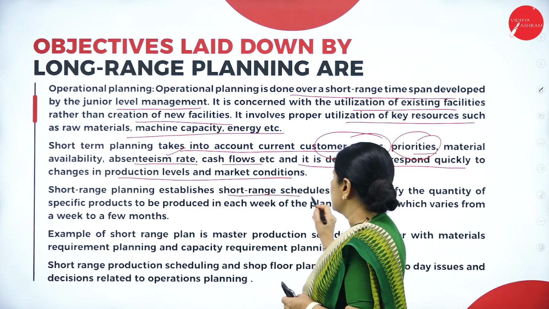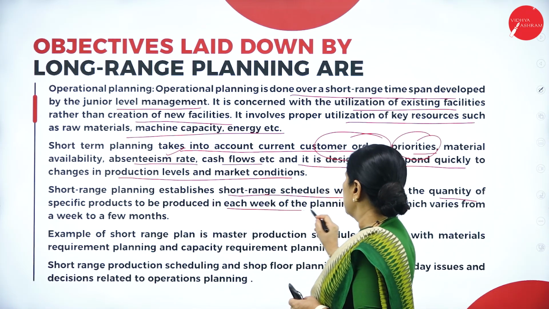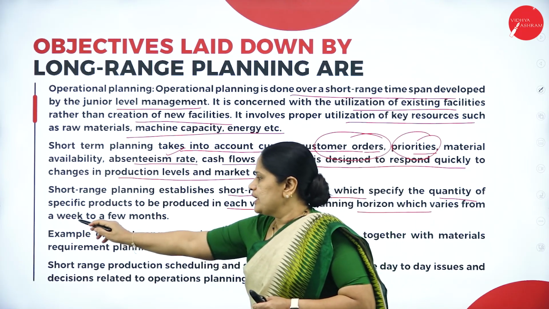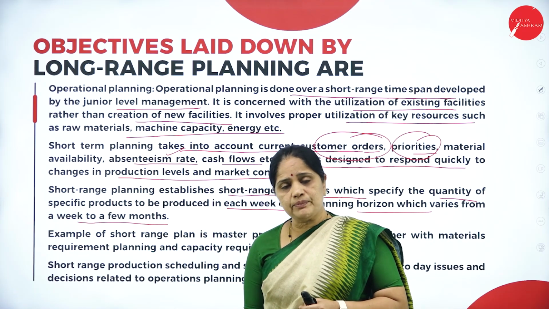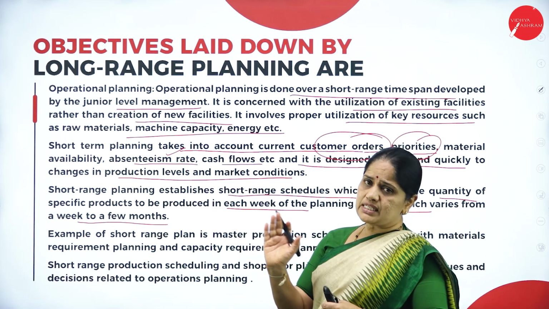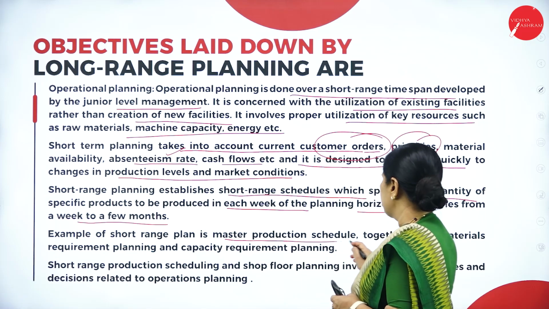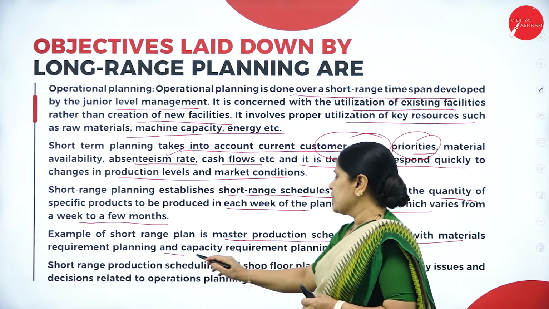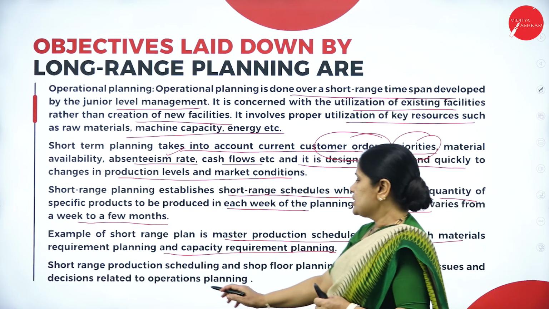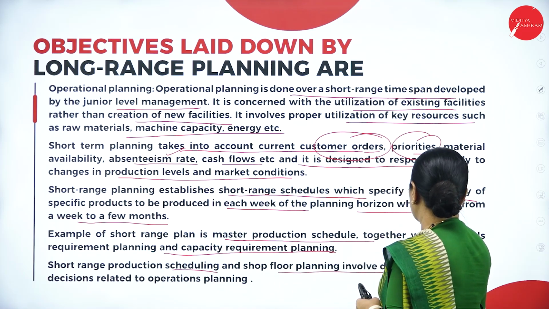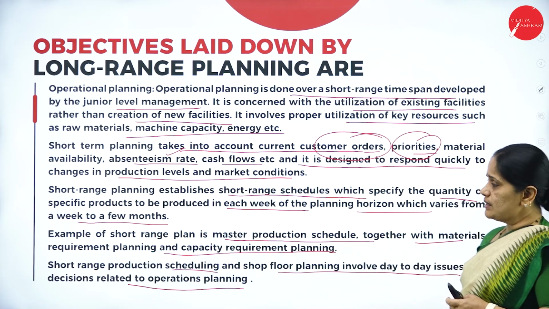So it establishes short-range schedules which specify the quantity of specific products to be produced in each week of planning horizon, which ranges from a week to a few months. So this is the short range plans. They will be done for a few weeks to 6 months. So that will be the span for short term planning. So it is a master production schedule together with material requirement planning and capacity requirement planning. So the production scheduling and shop floor planning involves day-to-day issues and decisions related to operations planning.